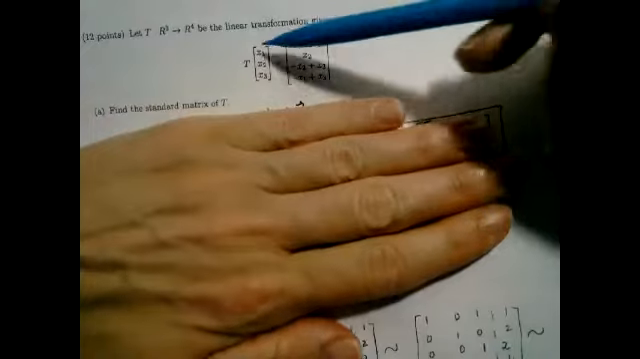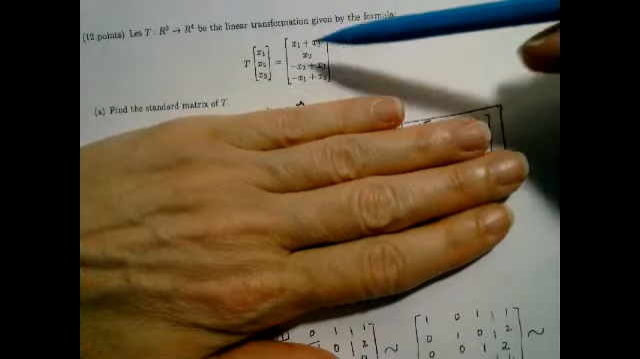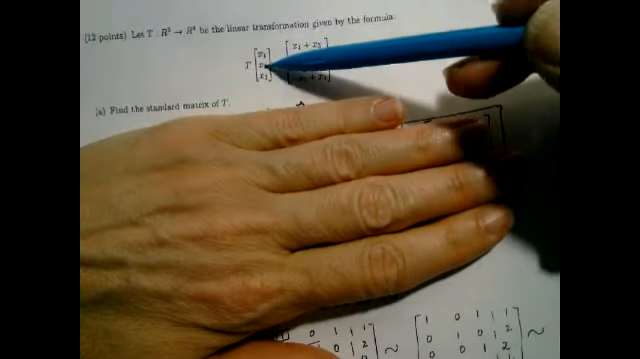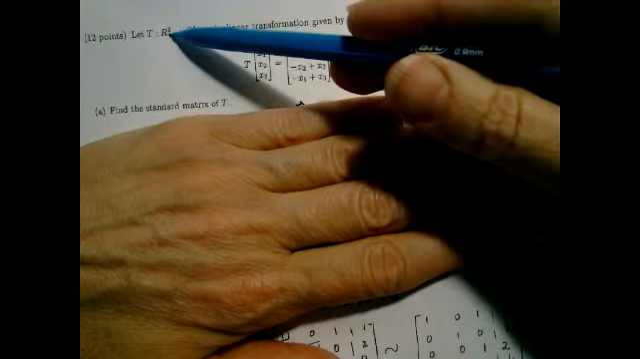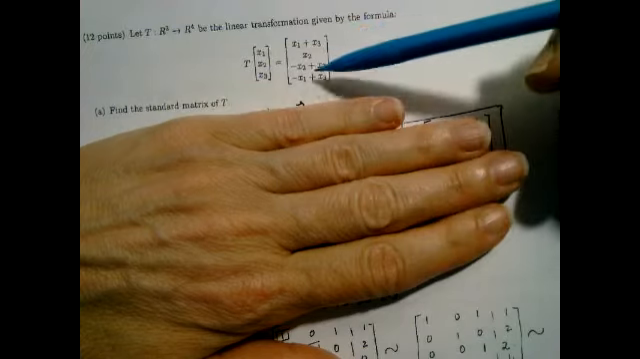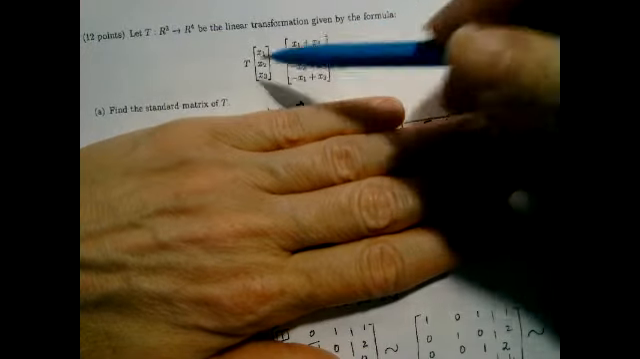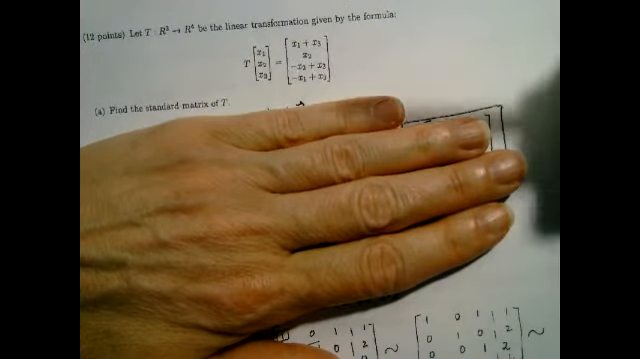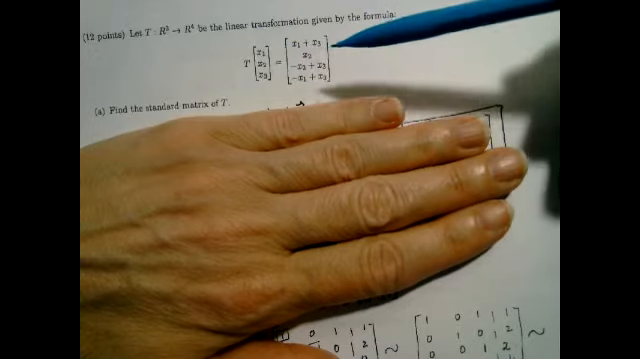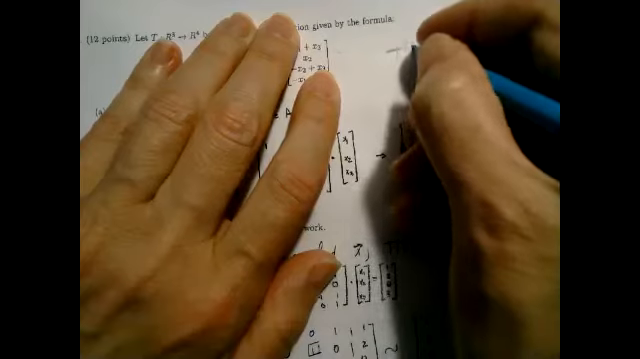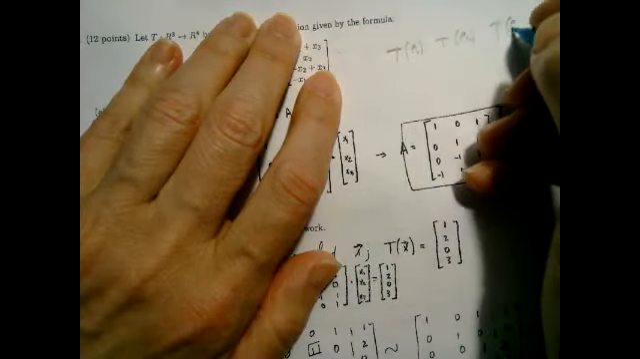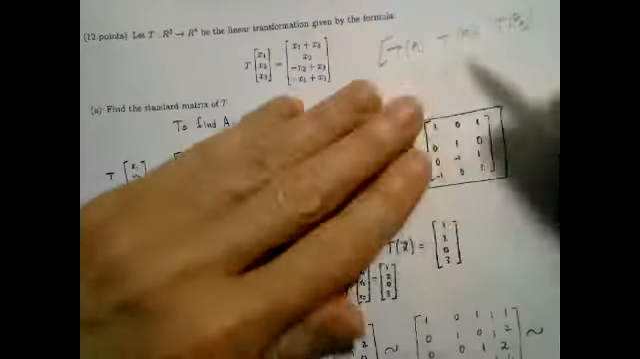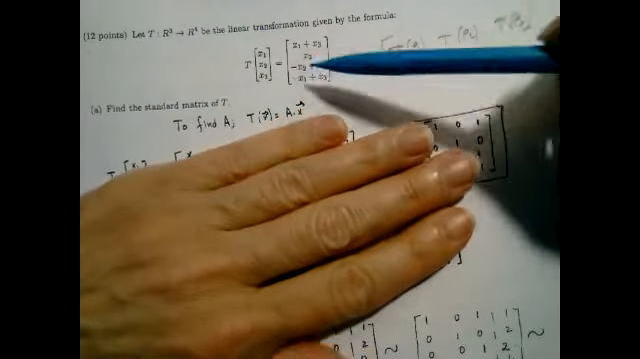So I have this transformation, x1, x2, x3, and this is the output. That's the input, that's the output. That's how you understand it. The input is a vector in R3. The output is a vector in R4. Find the standard matrix of T. So to answer this question, the standard matrix is basically T of E1, T of E2, T of E3, because the input is in R3. You can either compute those or do it by inspection.